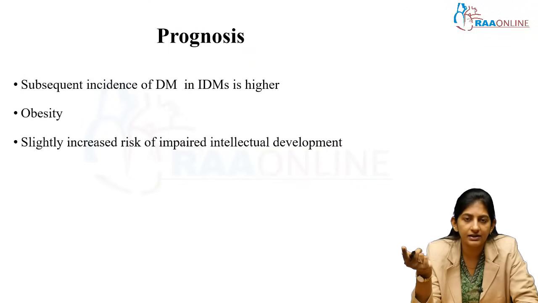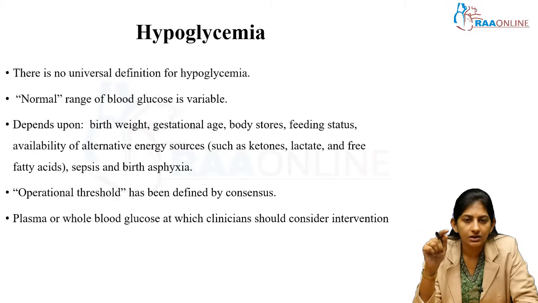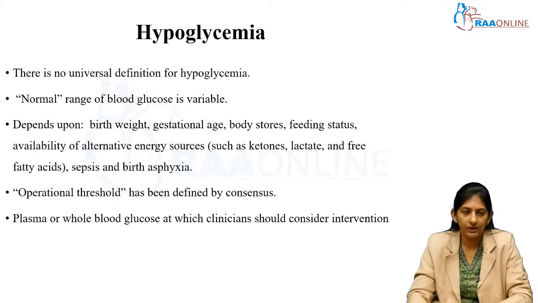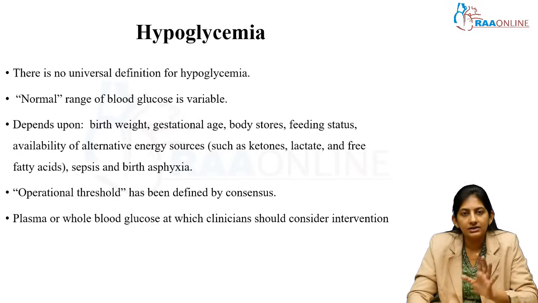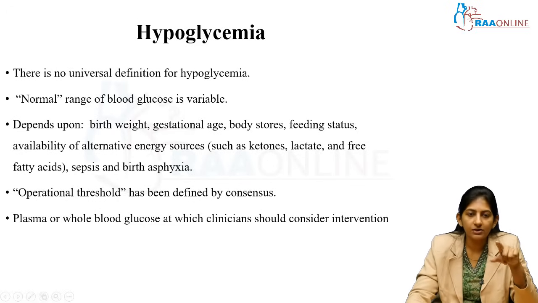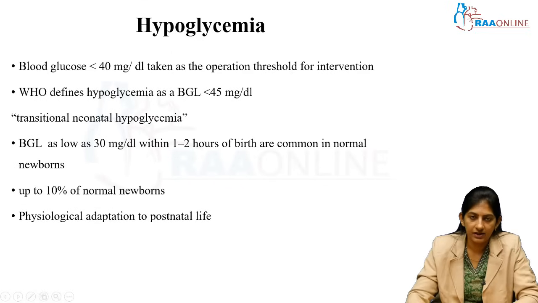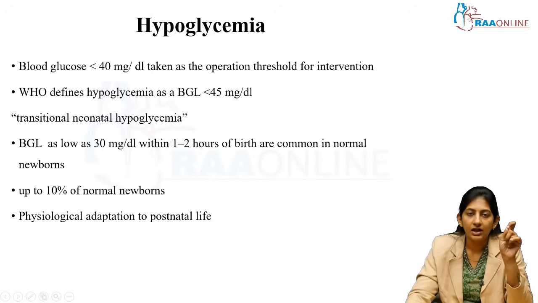I'm going to discuss it a little later, and I will discuss the hypoglycemia protocol here. Okay, so let's get started. Again, with hypoglycemia, I told you the normal range of blood glucose is variable. In many protocols it is variable, and the operational threshold is defined by consensus only. So we have decided to keep the blood glucose at 40. This is the operational threshold defined by AAP. WHO defines hypoglycemia as 45. I think most of the Indian protocols also have 45. So hypoglycemia is a blood glucose level less than 45 milligram per deciliter.